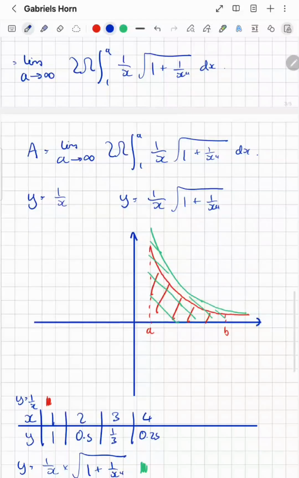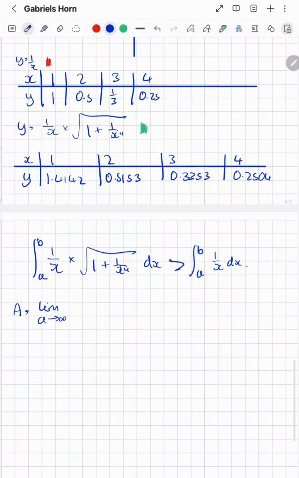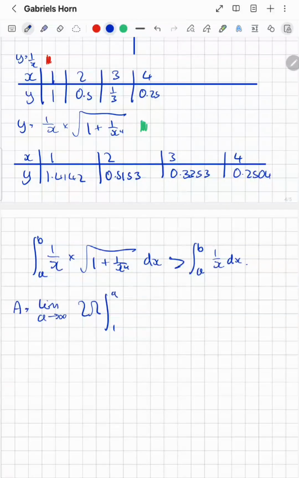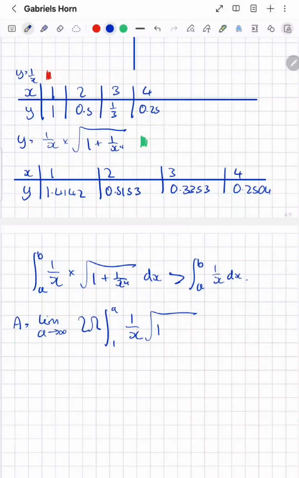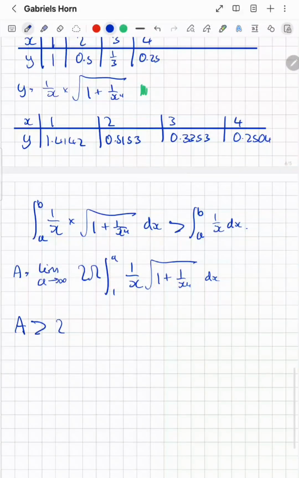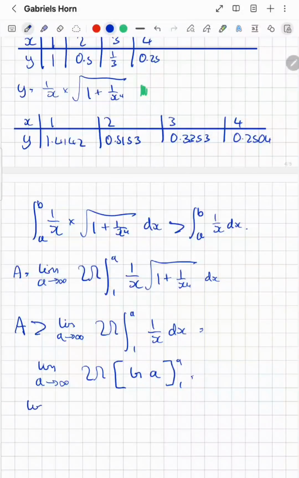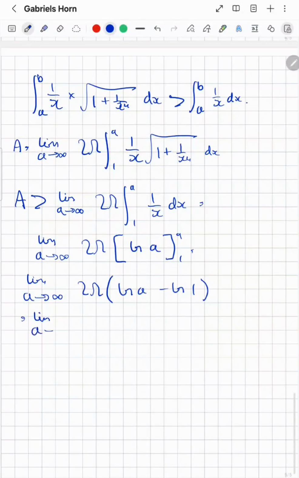So this means, if we go back to before, let's rewrite it here. A is the limit as a tends to infinity of 2π multiplied by the integral between 1 and a of 1 over x times the square root of 1 plus 1 over x to the 4, dx. A will be greater than the limit as a tends to infinity of 2π multiplied by the integral between 1 and a of 1 over x dx, which is the limit as a tends to infinity of 2π ln x between a and 1, which is the limit of 2π (ln a minus ln 1), which is the limit as a tends to infinity of 2π ln a, which diverges.